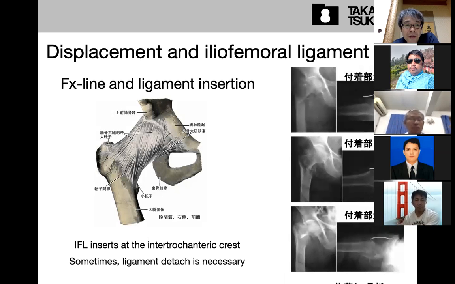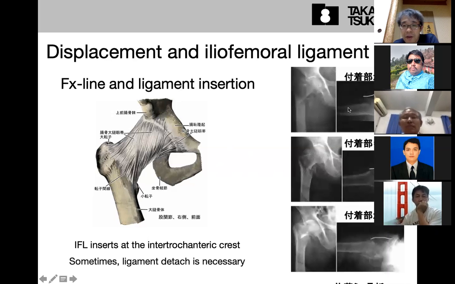Furthermore, other surgeons focused on the iliofemoral ligament, because the iliofemoral ligament is very strong, one of the strongest ligaments in your body. So the relationship between the insertion of this iliofemoral ligament and the fracture line is very important. Sometimes the type of fracture is defined by the relationship of the ligament and the fracture line. Please have a look at this figure.